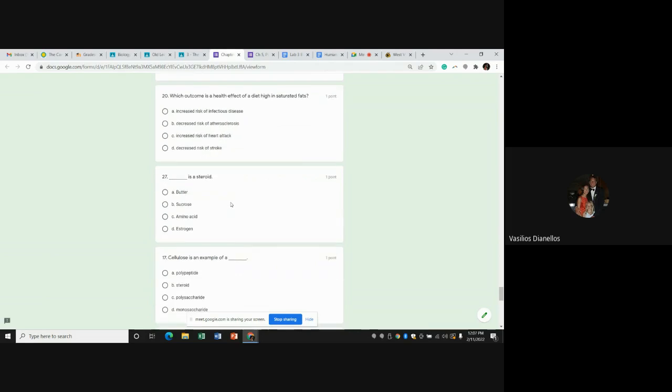20 will skip. Blank is a steroid. Yeah, I might ask you this. I don't know. I only told you about a few steroids, estrogen and testosterone. So, hopefully you would recognize one of those. Also, hopefully you would recognize butter as a fat, the triglyceride. Hopefully you would recognize sucrose as a carbohydrate, and hopefully you would recognize amino acids as the monomer of a protein.